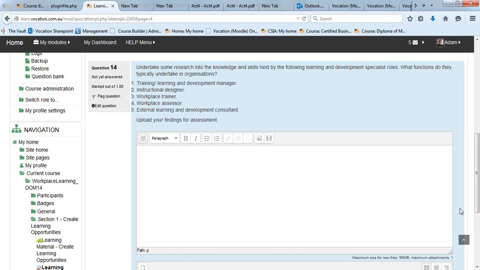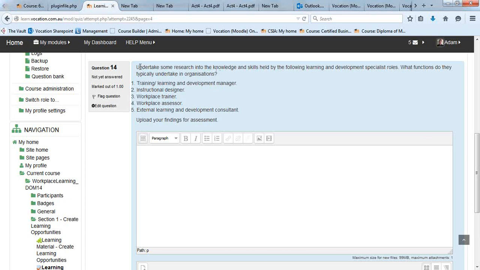Yep. So training, learning, development manager. A training and learning development manager is responsible for, and is generally in charge of doing X, Y, and Z. Some of the skills and knowledge required by a training, learning, development manager are the following: 1, 2, 3, and then do the next for each of the 4 on there. Yep. Are you happy with that?